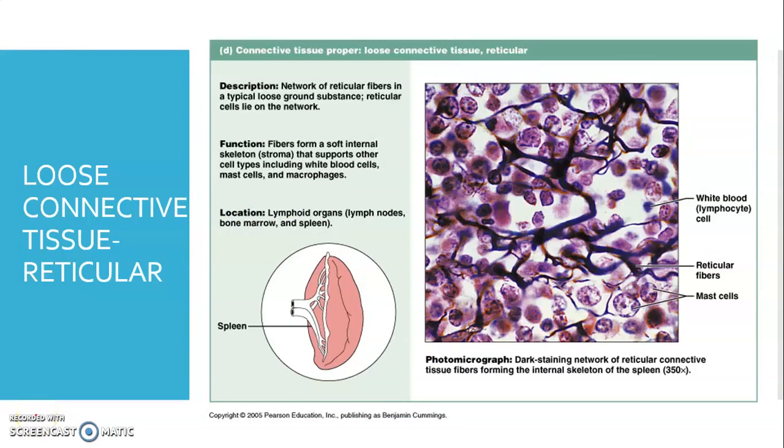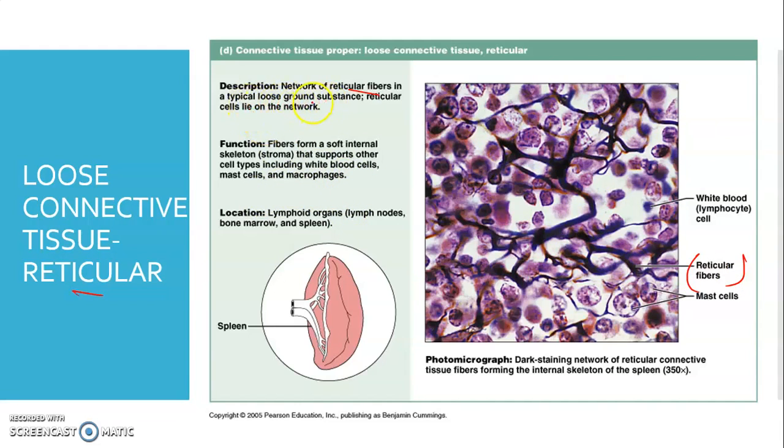Next, we continue to the loose connective tissue, which is the reticular. The word reticular means reticulate, which means that it will form a network or a net. So that's why it is called reticular. It consists of a network of reticular fibers. This is the reticular fibers, the black color here. It's just like a network, isn't it?